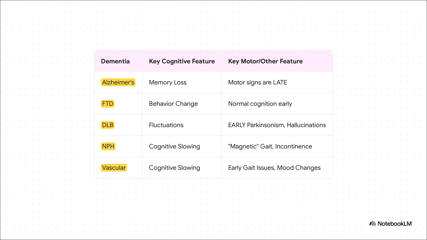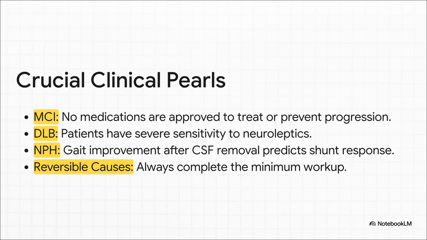And let's wrap up with 4 clinical pearls that are basically rules of the road. Number 1, for mild cognitive impairment, or MCI, we have no approved meds to stop it from getting worse. Number 2, and I'm saying it again because it's life or death important, be incredibly careful with antipsychotics in DLB. Number 3, got a patient you think has NPH? If you do a big lumbar puncture and their walking gets better, even for a little bit, that's a fantastic sign that a shunt will help.